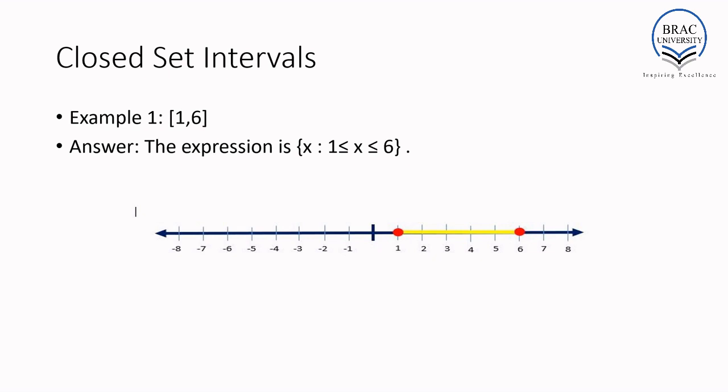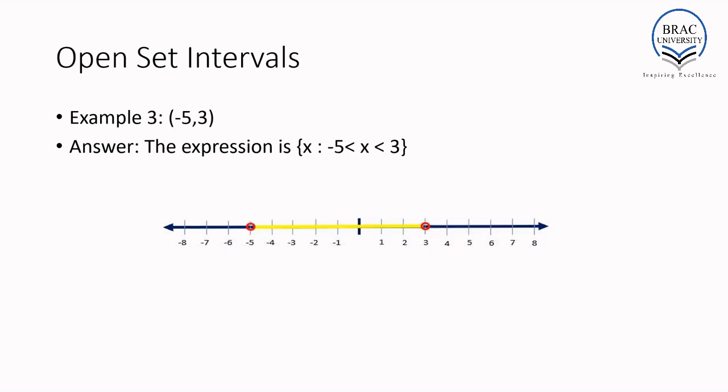See, 1 and 6 are both enclosed with closed intervals. That is, we would count 1 and 6 both. So here I will find that 1 up to 6 both of them are included. That is why 1 and 6 I have filled with red marks. That means 1 and 6 are included, and anything in between them is of course included.